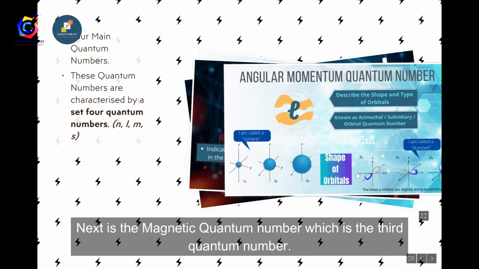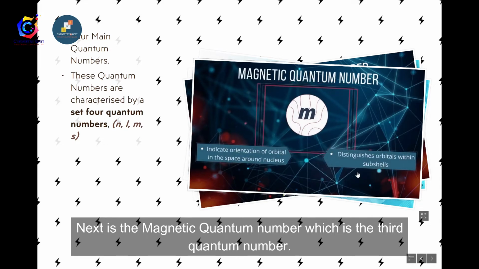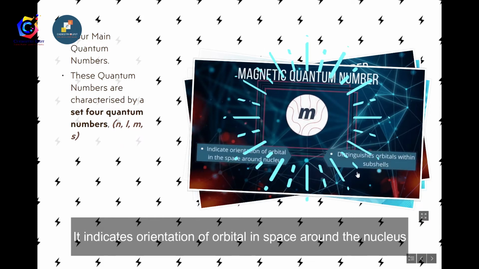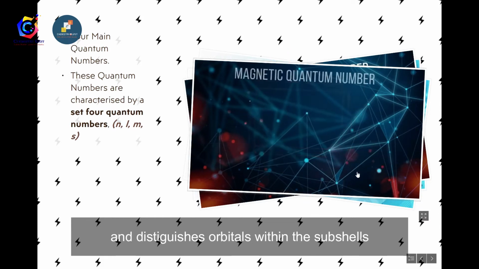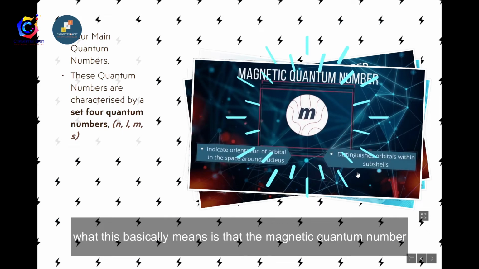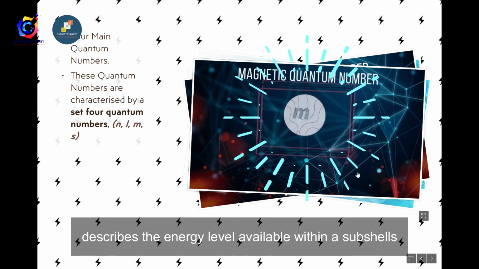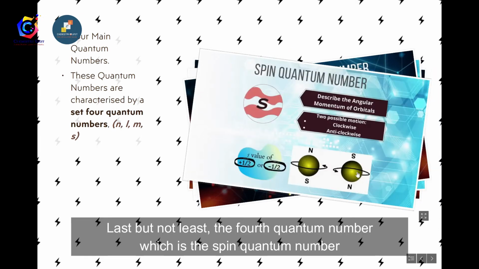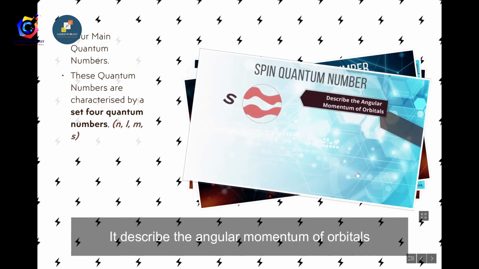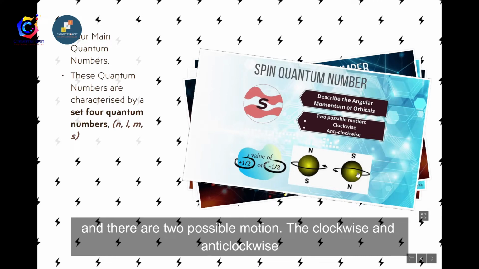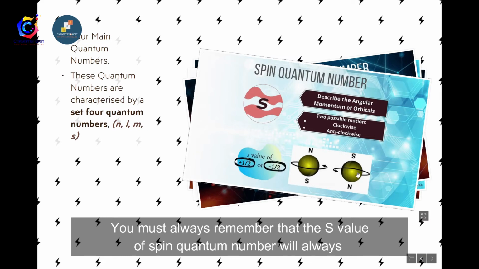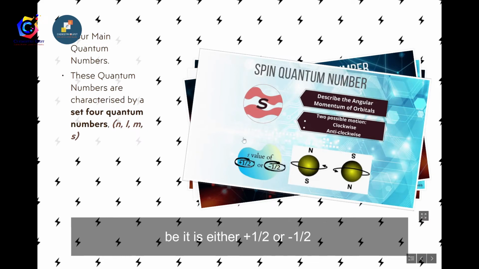Next is the magnetic quantum number, which is the third quantum number. It indicates the orientation of the orbital in space around the nucleus and distinguishes orbitals within the subshells. What this basically means is that the magnetic quantum number describes the energy level available within a subshell. Last but not least, the fourth quantum number, which is the spin quantum number. It describes the angular momentum of orbitals, and there are 2 possible motions, clockwise and anti-clockwise. You must always remember that the s value of the spin quantum number will always be either positive 1/2 or negative 1/2.